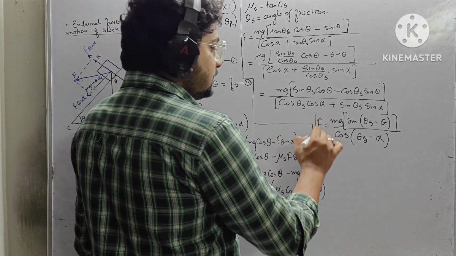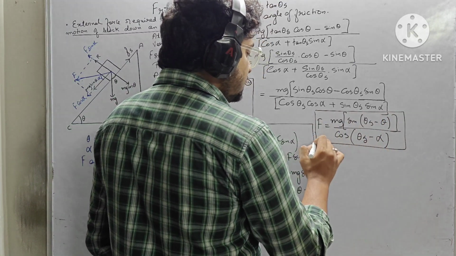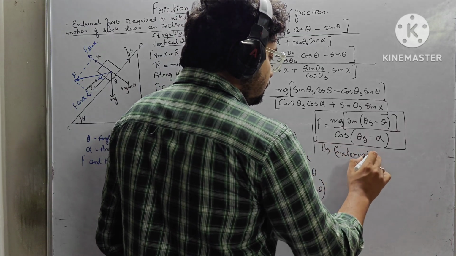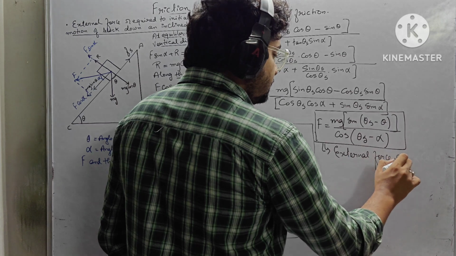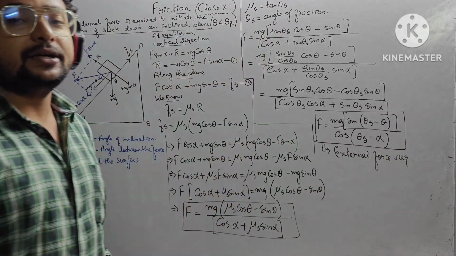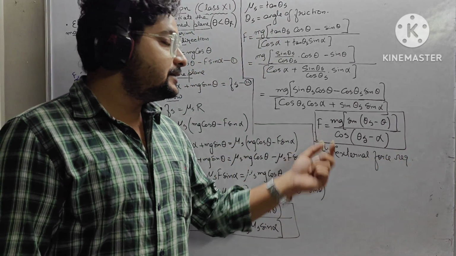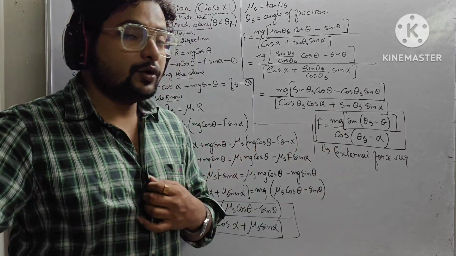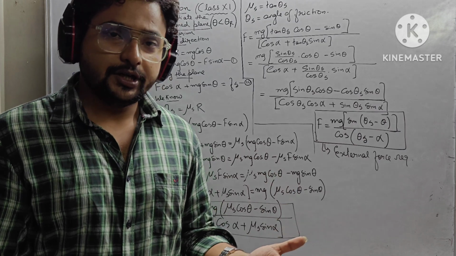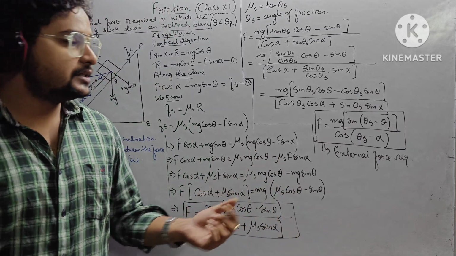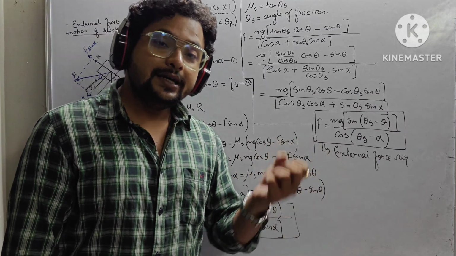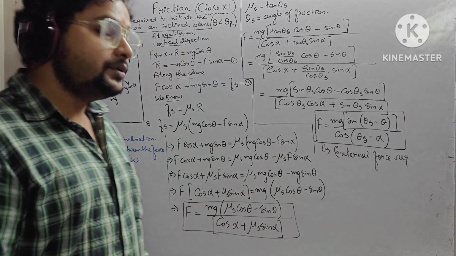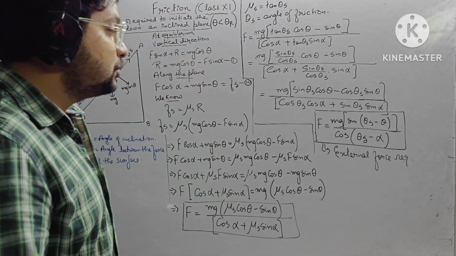So this is the ultimate equation for the external force required to initiate the motion of the block. Again I am repeating, this is the external force which is required to initiate the motion of the block. I have not yet considered the acceleration. Now see, in which case is this force going to be minimum?